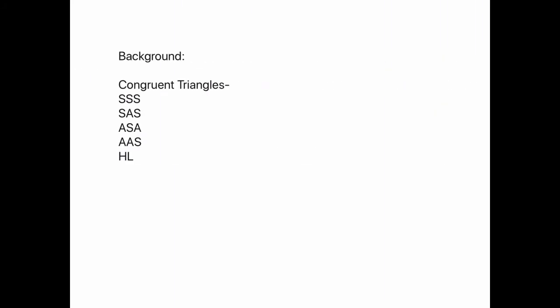Here's some of the information we're going to be covering today, which should go in your notes. Just some quick background information to remind ourselves. We've done congruent triangles already, and there are 5 ways that you can prove that triangles are congruent to each other. There's side, side, side, or SSS. And then we also have side, angle, side, angle, side, angle, angle, angle, side, and hypotenuse leg. So those are the 5 ways you can prove that triangles are congruent to each other.